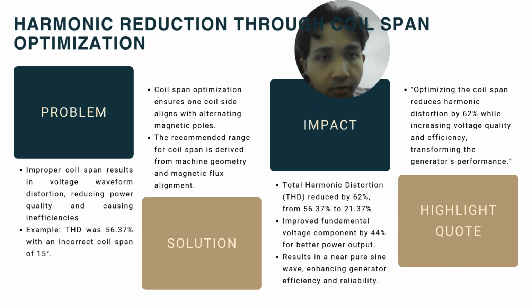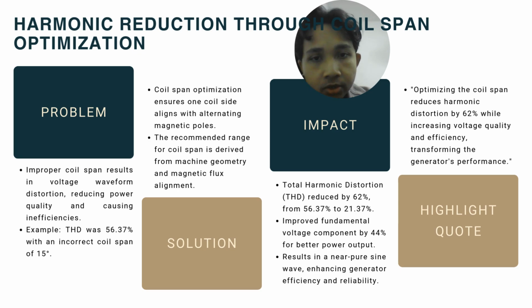So for the third finding, harmonic reduction through coil span optimization. For the first one, the problem statement. In concentrated winding machines, the coil span, the physical distance between two sides of a coil, plays a critical role. If the coil span is improperly chosen, the voltage waveform becomes distorted, leading to high total harmonic distortion (THD). For example, in this study, a coil span of 15 degrees resulted in a high THD of 56.37%, significantly degrading the power quality.